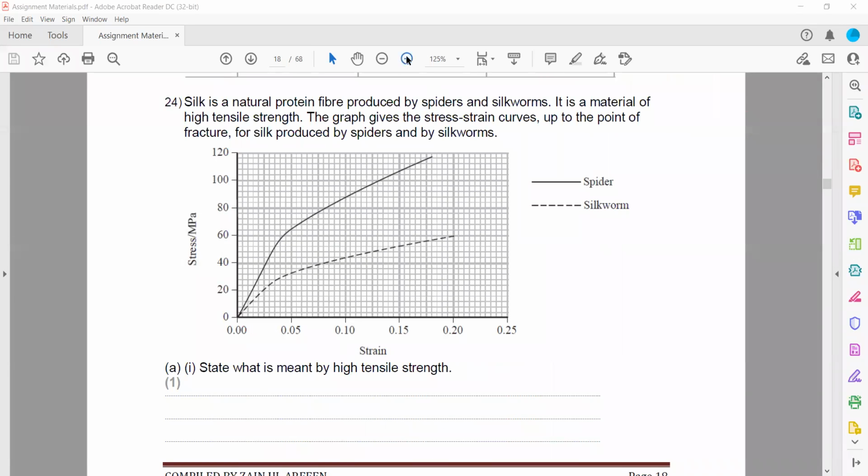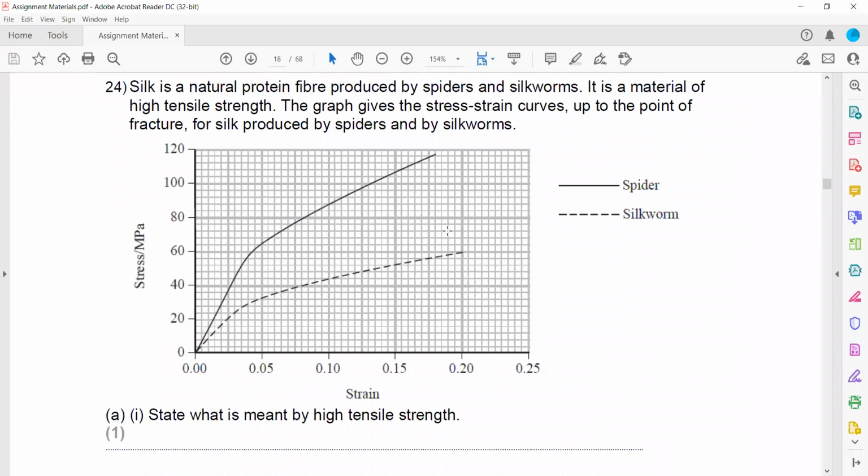So in question 24, silk is a natural protein fiber produced by spider and silkworm. It is a material of high tensile strength, meaning a greater amount of force is needed to tear or break it. The graph gives a stress and strain curve up to a point. The silk produced by a spider and by silkworm. So this dotted line is the silk of silkworm, and the other one is the silk produced by the spider. State what is meant by high tensile strength. So what is the definition or meaning of high tensile strength?